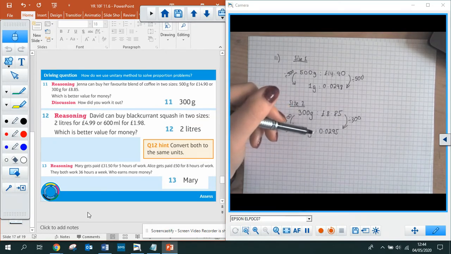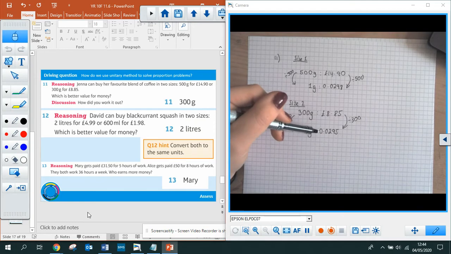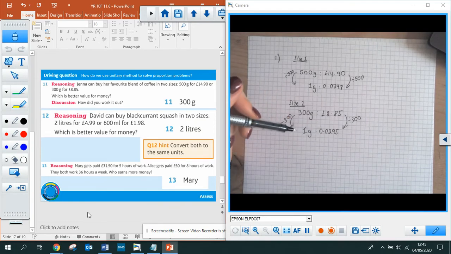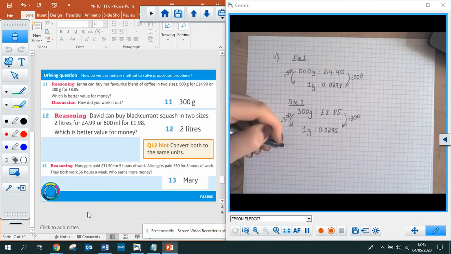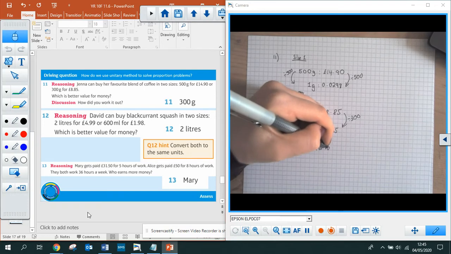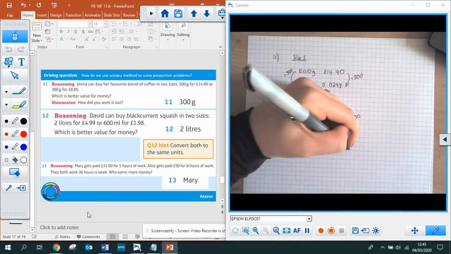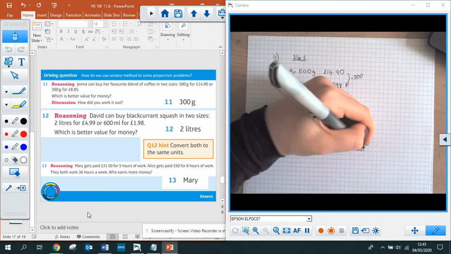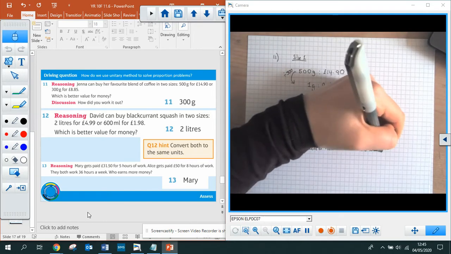And then the question has asked me which is better value for money. Well, the 300 gram one is better value for money because it costs me less per gram. Okay? So I'm going to put 300 grams is better value as it costs less per gram.